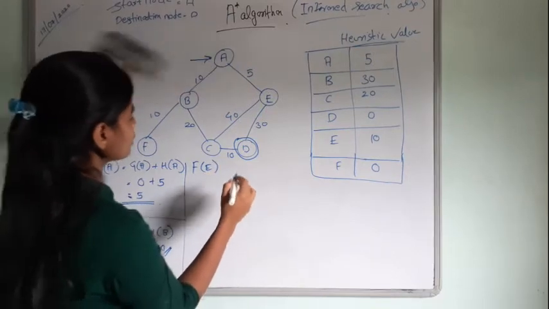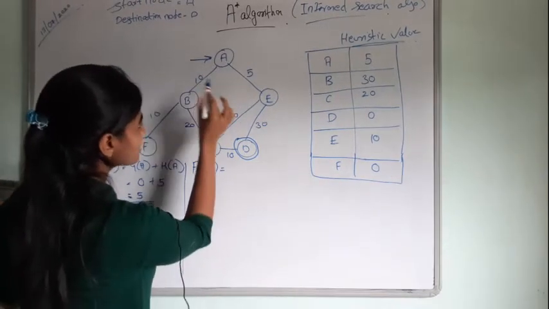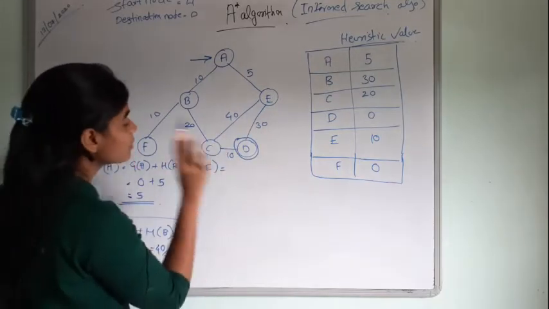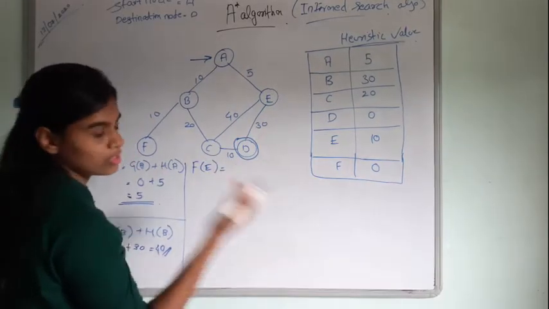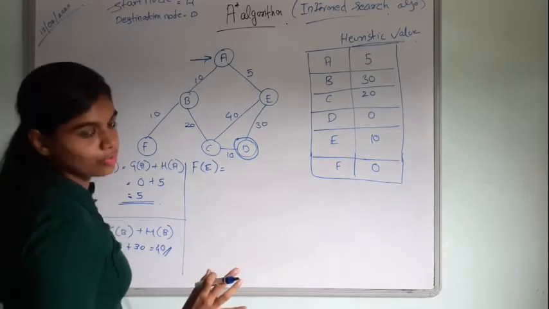Now F of E. B is over, now we will jump to E, because A is connected to B and E. So we will see which node is connected to another node. In that format we will search the nodes.